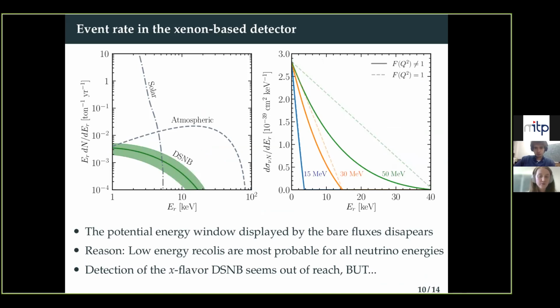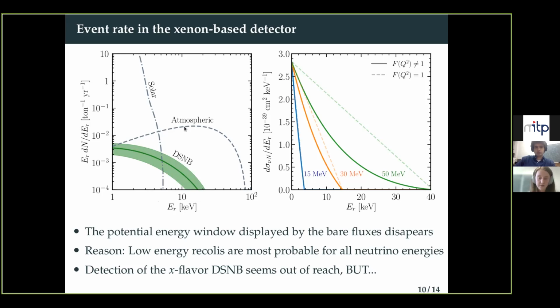So now if we move on to the next slide, on the left-hand side, you can see the event rate per ton-year of exposure in a xenon-based detector. And here we can see that, contrary to the bare fluxes, we no longer have any region where the DSNB is larger than the atmospheric neutrino flux.